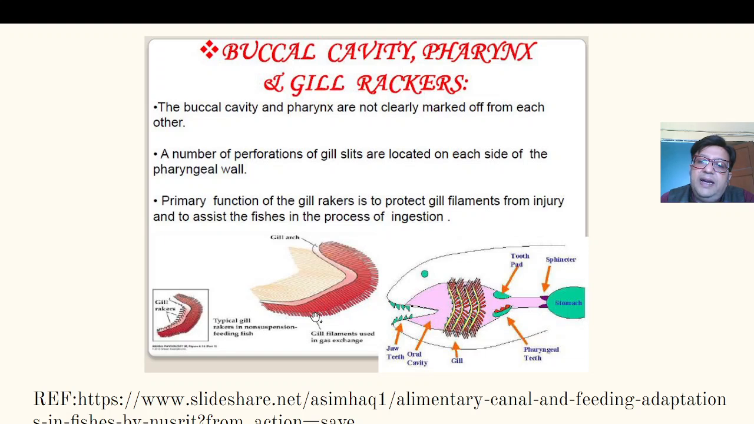Okay, the buccal cavity, the jaw teeth lead to an oral cavity, gill, and after that the pharyngeal teeth just before it enters the intestine, esophagus. There are pharyngeal teeth present.